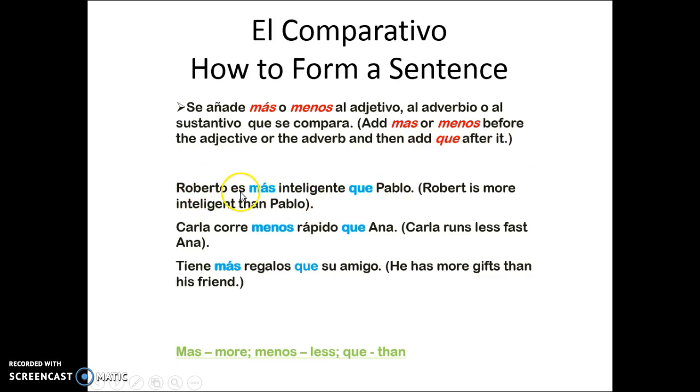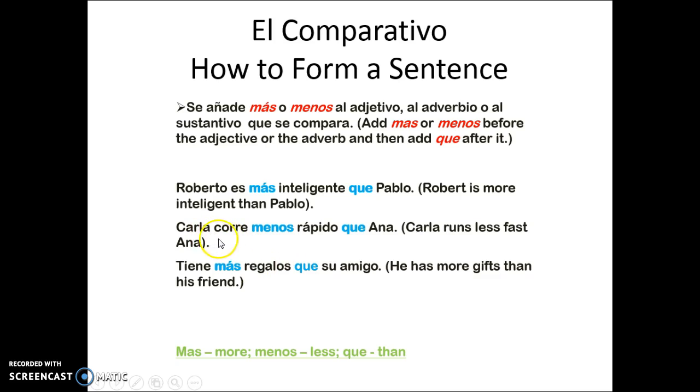So Roberto es, so noun, verb, Roberto es más inteligente que Pablo. Robert is more intelligent than Pablo, so we can, logical reasoning, he's more intelligent than him. Okay, so here's más, right? Here's your adjective or adverb, intelligent, and then put que. So más inteligente que, right? And you're comparing someone to someone. That's why it's the comparative. You're comparing Robert to Pablo, but not to other people, just two people.